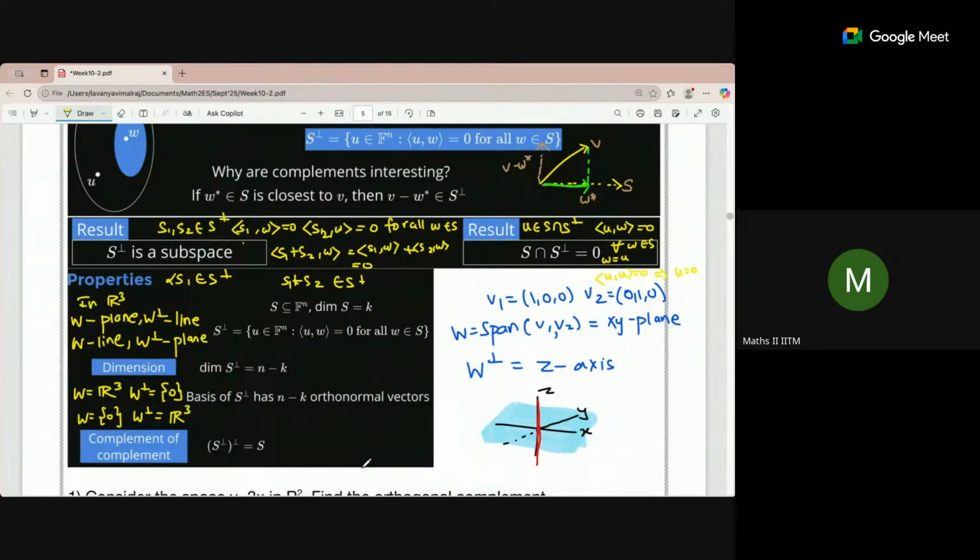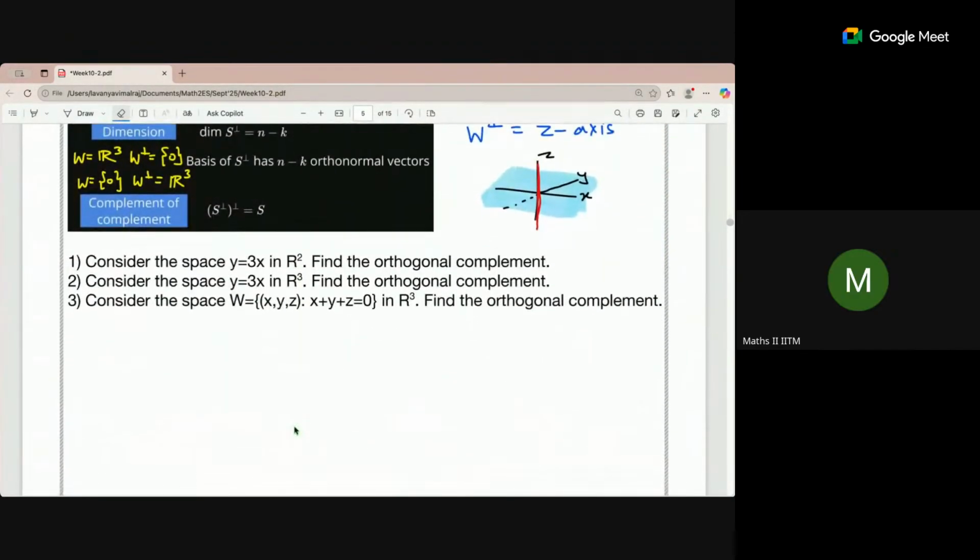Okay, clear? And the complement of the complement is S, right? That is also, again, intuitively you can see. You take some vector and then draw a perpendicular. So now you say that u is perpendicular to v. Again you look at what is the vector perpendicular to v. Again you come back to the same line, right? So the perpendicular of the perpendicular is itself. Okay. So yeah, these are the properties of the orthogonal complement.